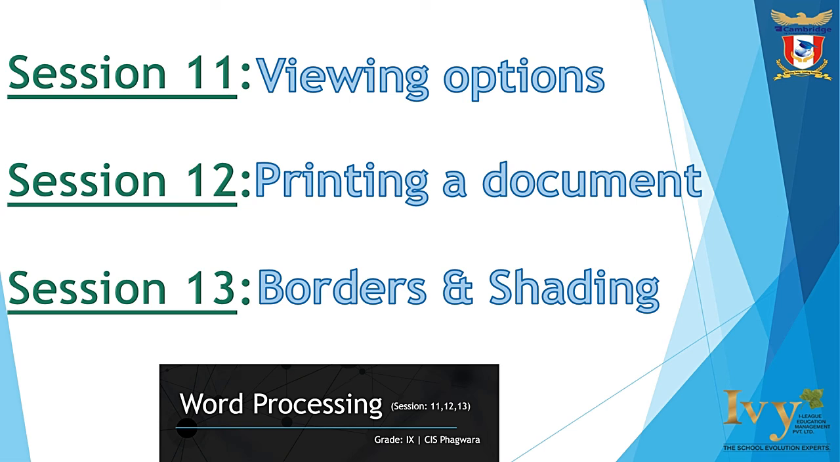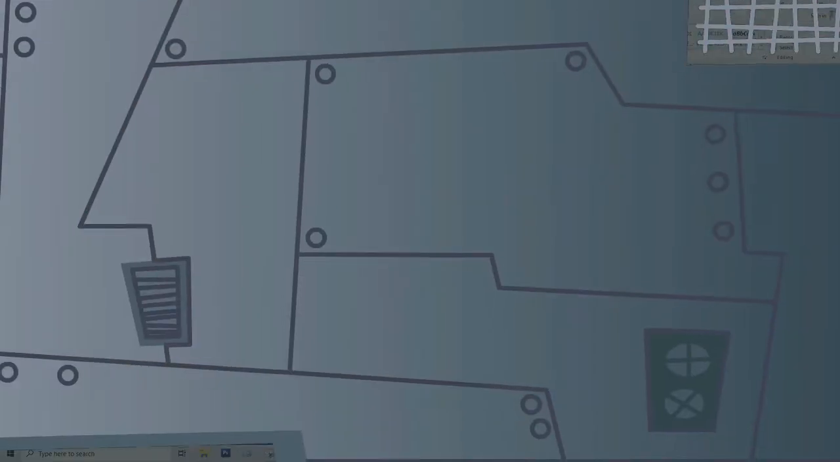In session 11, we will study about the viewing options available in MS Word. In session 12, we'll study how we can print a document, and in session 13, we will study about what are borders and shading options available in MS Word. So without further ado, let's get straight to it.